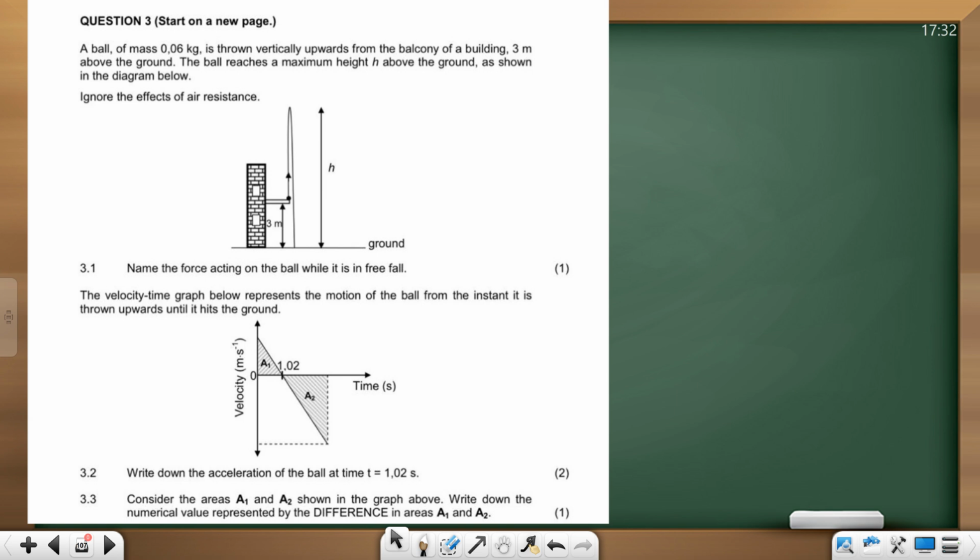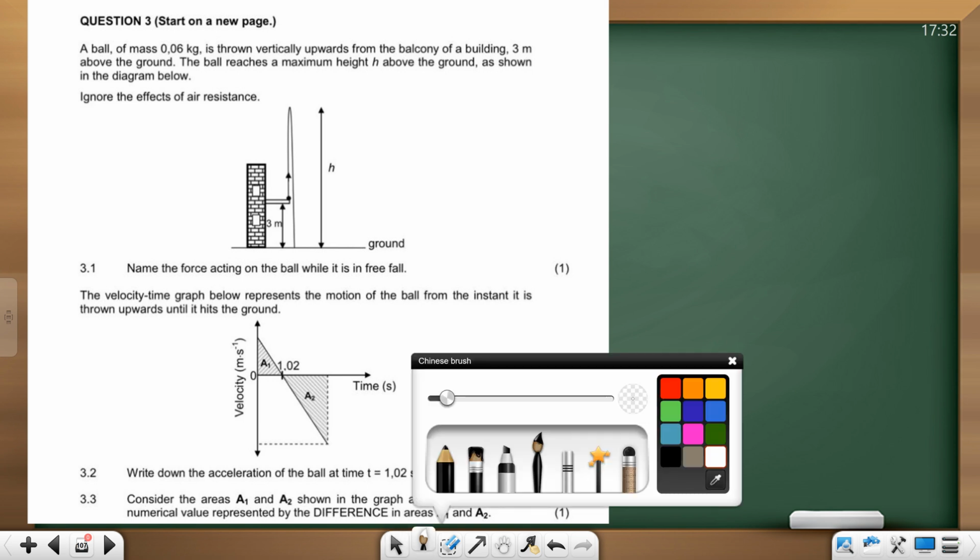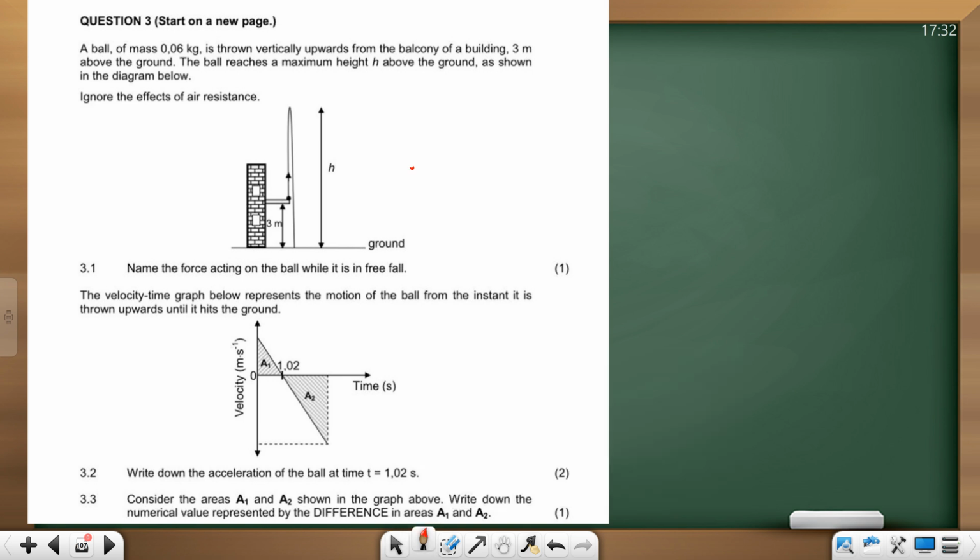A ball of mass 0,06 kilogram is thrown vertically upwards from the balcony of a building 3 meters above the ground. The ball reaches a maximum height. Guys, let us start by doing something. Let us sketch. The ball was thrown up and it comes down. And we were given the height from which it was thrown, 3 meters. Let's call this A, B, C, and D. I like to label.